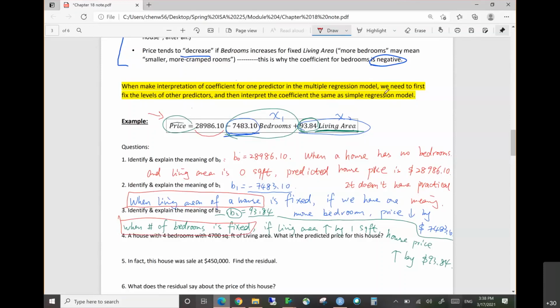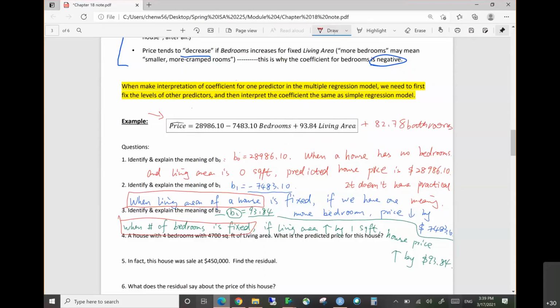Let me make another example, right? So for example, if I add not just the living area, if I add, let's say, the number of bathrooms into my regression. So for example, let's say 82.78 bathrooms.